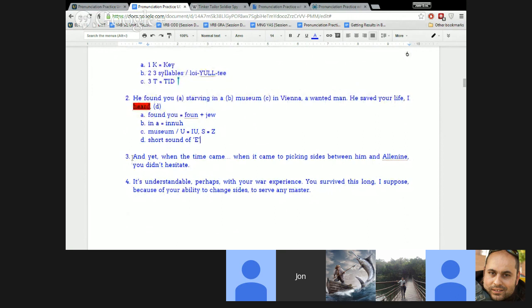Shemi, you were the third. Could you read that again? The third line? Shemi, are you there? Yes, I'm here. Okay. Can you read the third line again, please? And yet, when the time came, when it came to picking sides between him and Lenin, I think it's alanine, you didn't hesitate. Okay. Good. Listen to me and tell me if you hear a difference. And yet, when the time came, when it came to picking sides between him and alanine, you didn't hesitate.